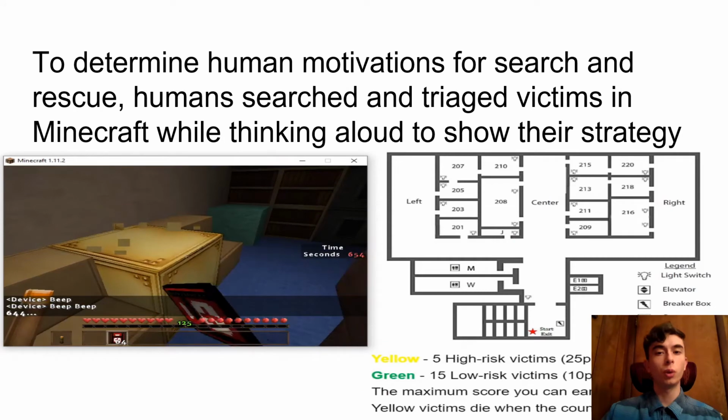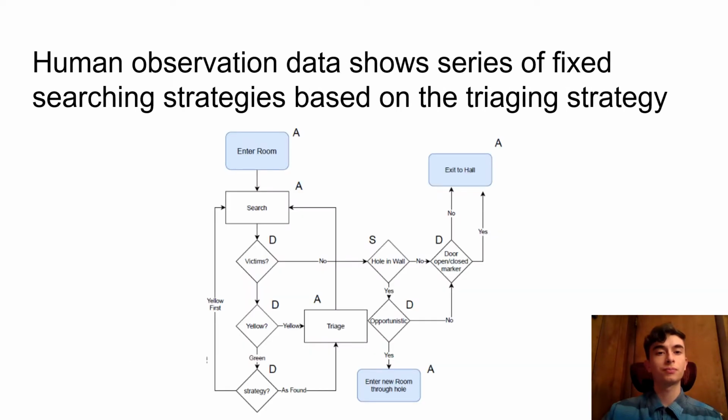To determine human motivations for search and rescue, we collected human data searching and triaging victims in Minecraft while thinking aloud to show their strategy. On the left, we can see an image of a player triaging a yellow victim with a green victim in the background. The player is also given a blueprint of the environment before the disaster struck. Human observation data shows a series of fixed searching strategies based on the triaging strategy.